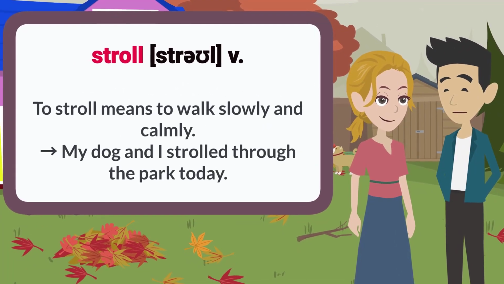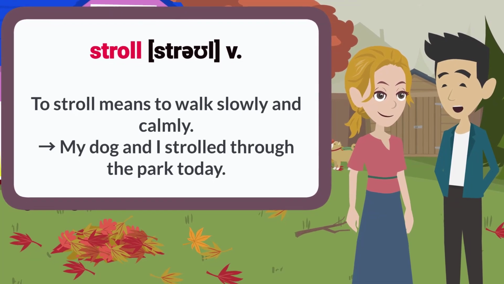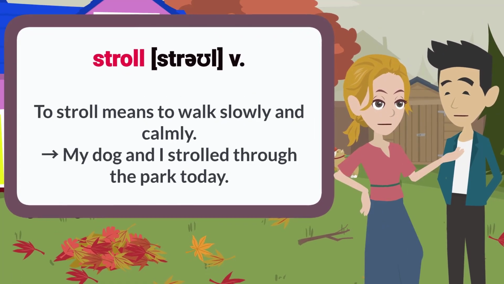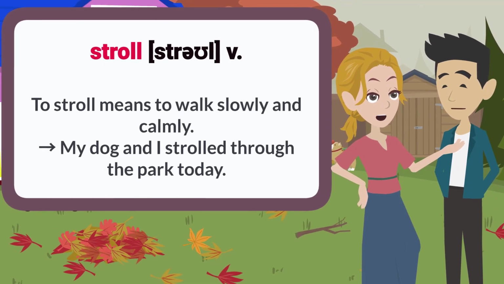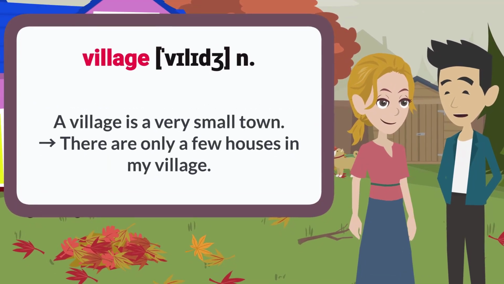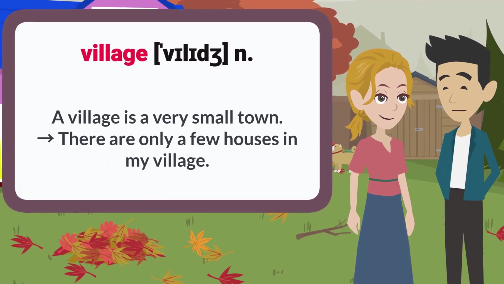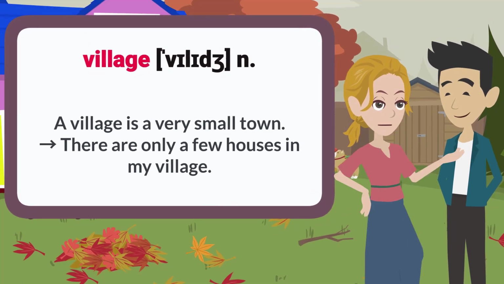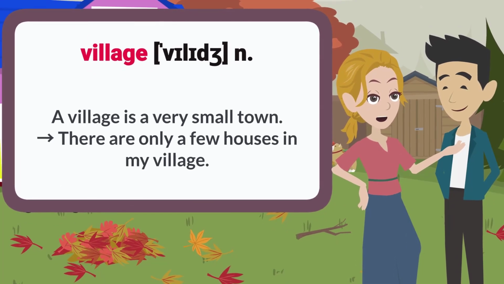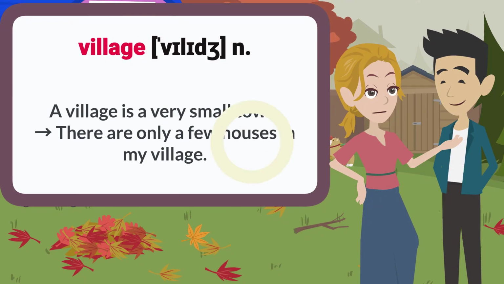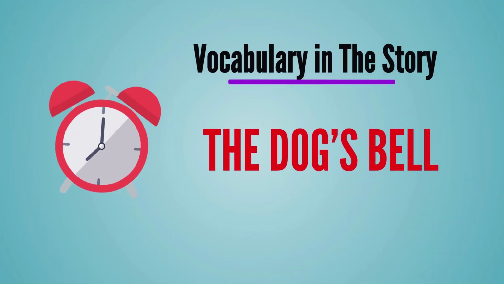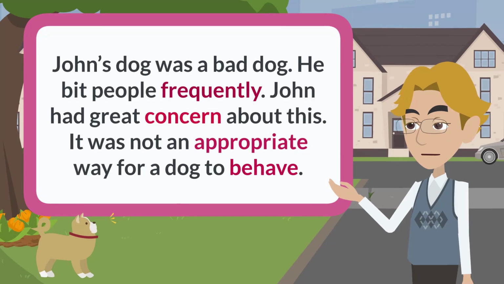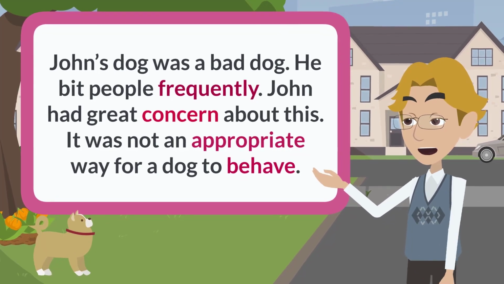Stroll. To stroll means to walk slowly and calmly. My dog and I strolled through the park today. Village. A village is a very small town. There are only a few houses in my village. The dog's bell. John's dog was a bad dog.